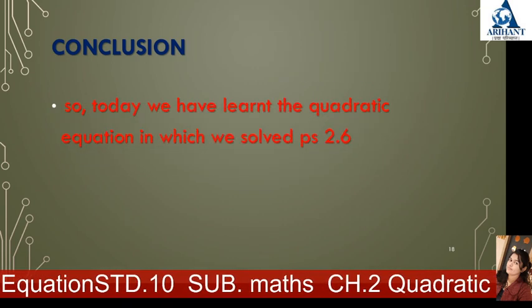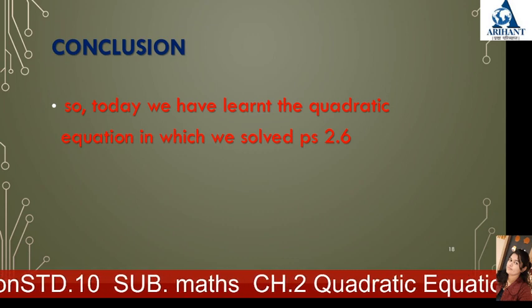So what did we learn today? Today we have learned quadratic equations, solving the 2.6 exercise set.